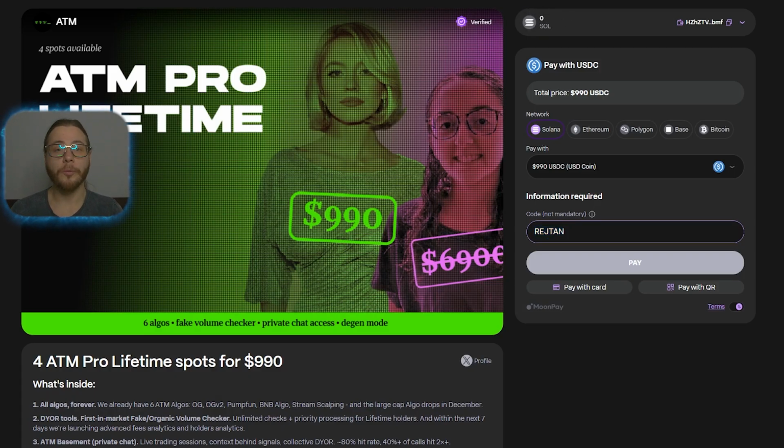If you're someone who makes decisions on the market based on data rather than on social media noise, these tools will give you a structured, methodical approach to navigating the market.